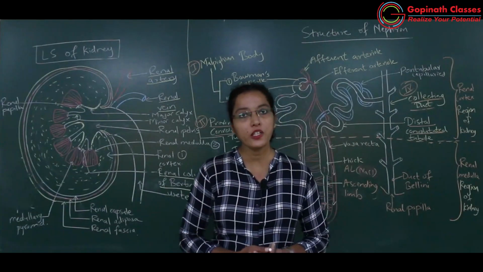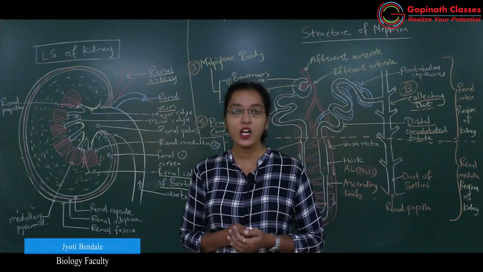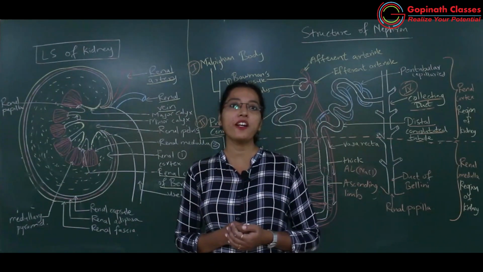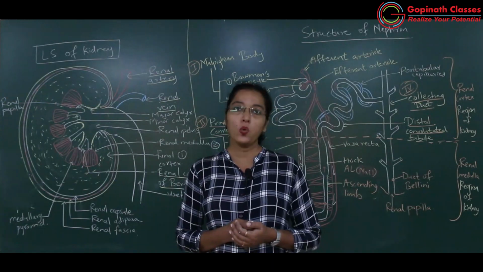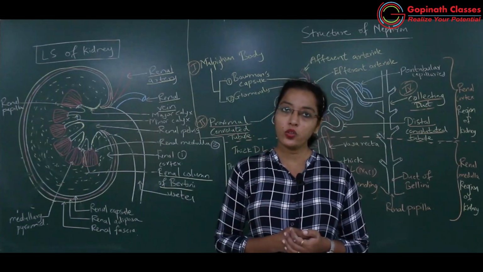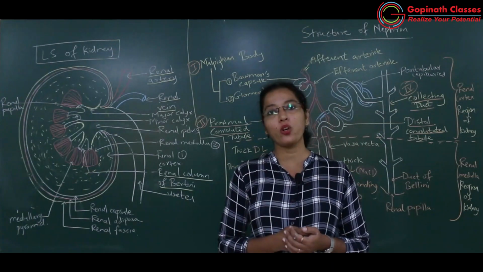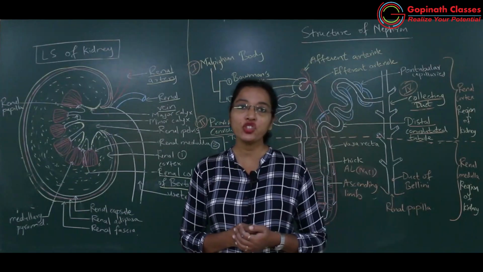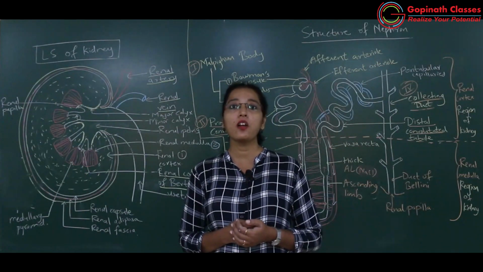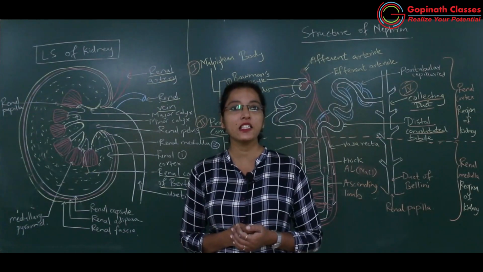Good afternoon everyone. In the last session we studied the functions of the kidney. Now we will study the structural and functional unit of the kidney. What is the structural and functional unit of the kidney? It is the nephron. So in each kidney there are a total of 1 million nephrons, and as age increases nephrons may decrease in number, but nephrons cannot increase in number.